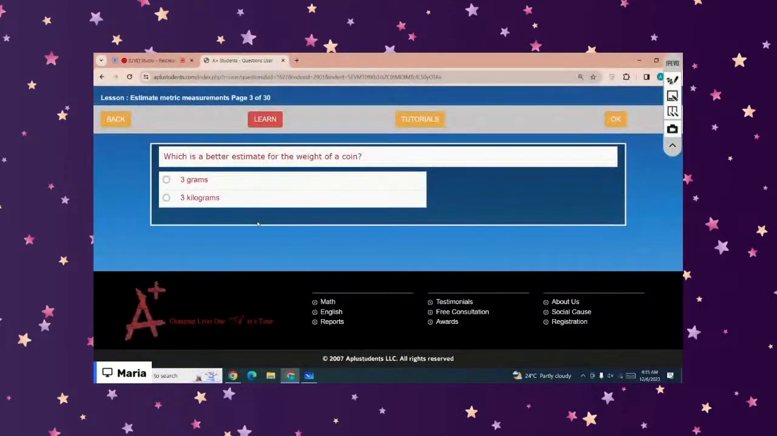Okay, we're working on the estimate metric units. Okay. The next one is which is the better estimate for the weight of a coin? 3 grams, 3 kilograms. Which is the correct option?